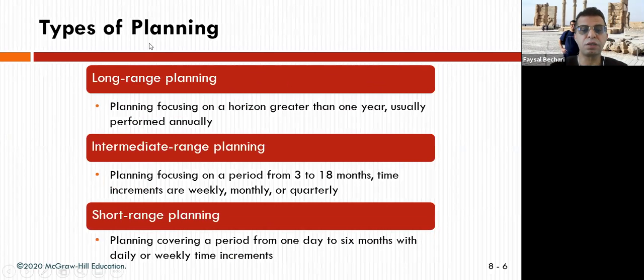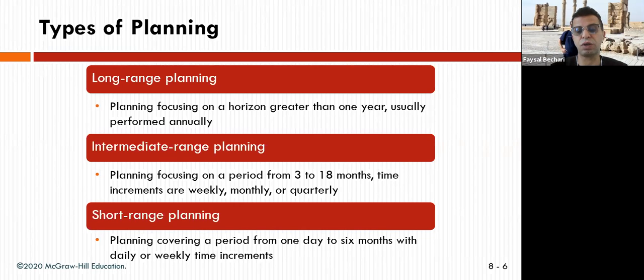Now, there are types of planning. There is long range planning, which is planning focused on a horizon greater than 1 year. Intermediate planning is usually between 3 months and 18 months, with time increments that are weekly, monthly, and quarterly. So it's not a whole year and 6 months; it's like every 3 months for 6 times, for example.